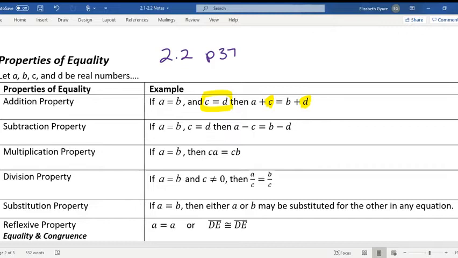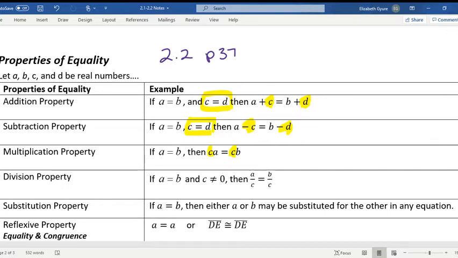Subtraction property, same idea. If A equals B and C equals D, then A minus C equals B minus D. If C and D are equivalent, then you may subtract them from either side of an equation. Multiplication property, if A equals B, then C times A equals C times B. Again, you may multiply equivalent values on either side of an equation.